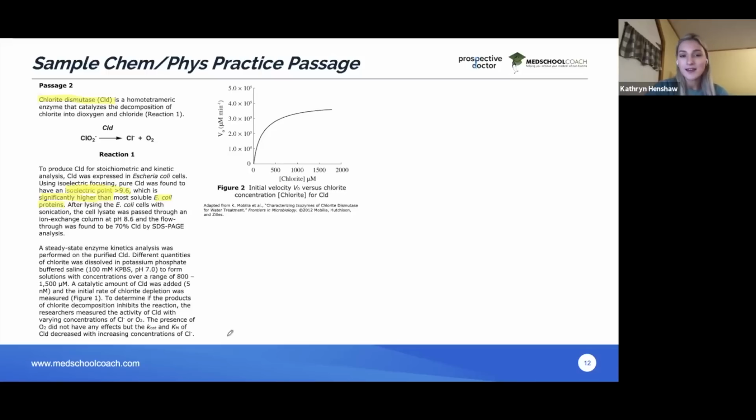And we know that using Kcat, we can calculate things like our Vmax, right? Yeah, Vmax, thank you. The presence of O2 did not have any effects, but the Kcat and Km of CLD decreased with increasing concentrations of chloride. Okay, so based on this, I would know that they're testing our content knowledge of kinetics. So I would be looking and seeing, okay, we have our Km, our Michaelis constant, and then we have Kcat, which we can use to calculate other kinetic parameters if needed.